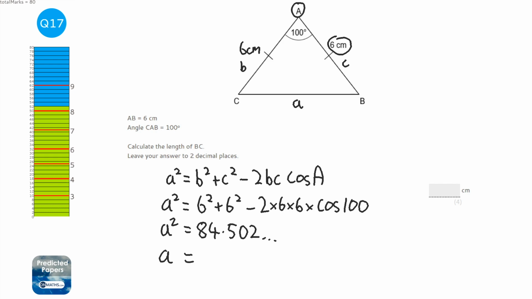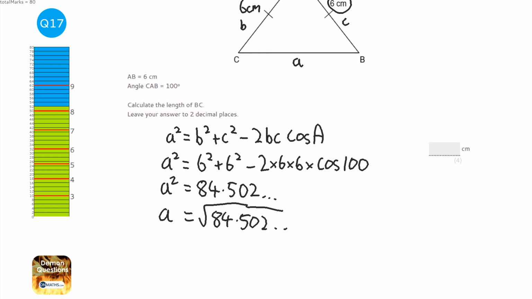So a is the square root of that, so I might as well just show the examiner that I'm doing that. So I'm square rooting it. What I'm going to do is just press the square root button on the calculator and then press answer equals, so a equals 9.192 blah blah blah. So to 2 decimal places it's 9.19.